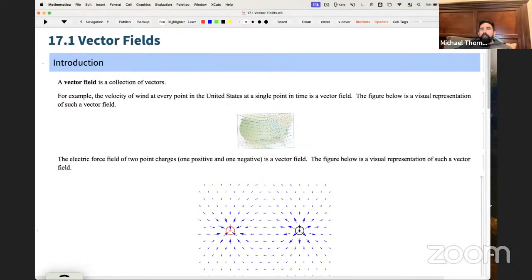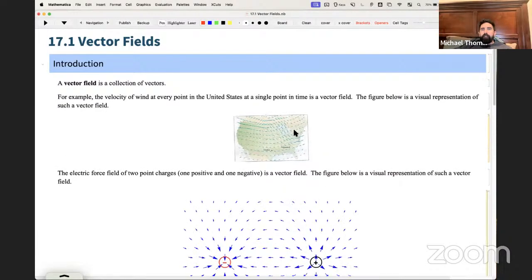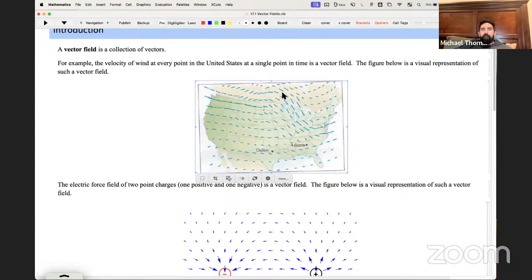Okay, so a vector field. Hopefully you guys can see my screen. A vector field is simply a collection of vectors. So I've given you a bunch here. This is a two-dimensional vector field because it's occurring in the plane. This is a visual representation of the vector field of wind in the United States at a particular point in time. You can see that the vectors point in different directions, indicating the direction of the wind, and the length of the vectors indicates the speed of the wind.